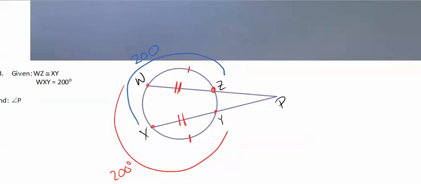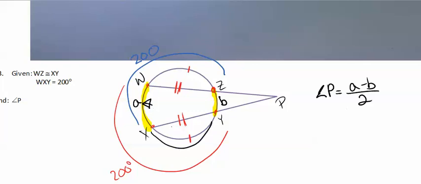Now let's go back to what we need to find. We know that if we are to calculate P, we need to subtract this arc by this arc. So let's label those A and B. So angle P can be found by A minus B divided by 2. If this right here is A, then that makes this part of the arc 200 minus A. And this part, WZ, the same thing, 200 minus A.